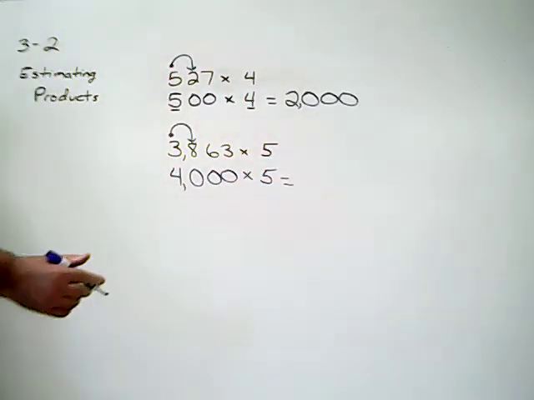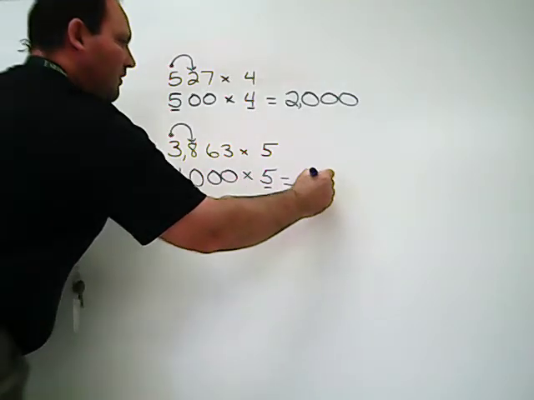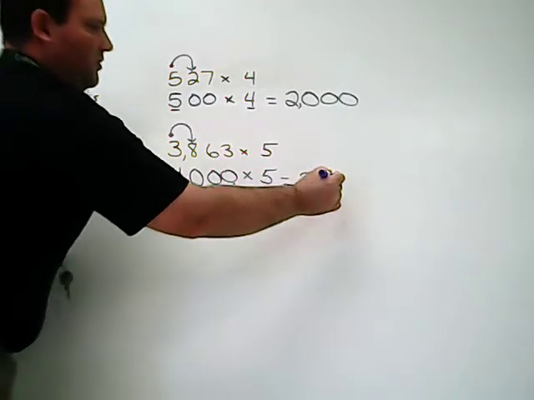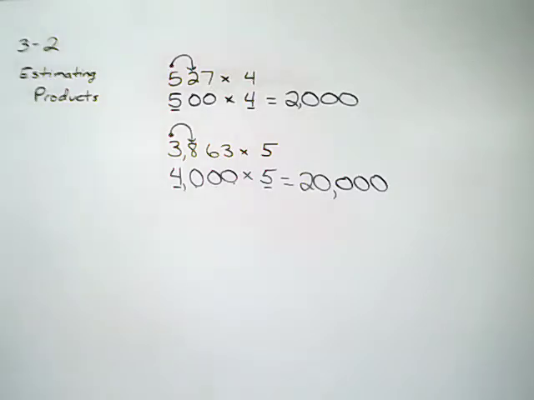And I have the same basic fact, 4 times 5, which equals 20. But in this case, I have 1, 2, 3 zeros to tack on at the end to get a final product of 20,000.